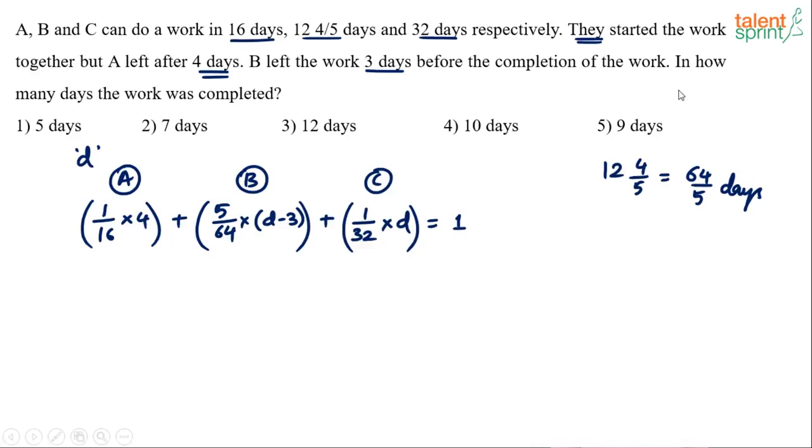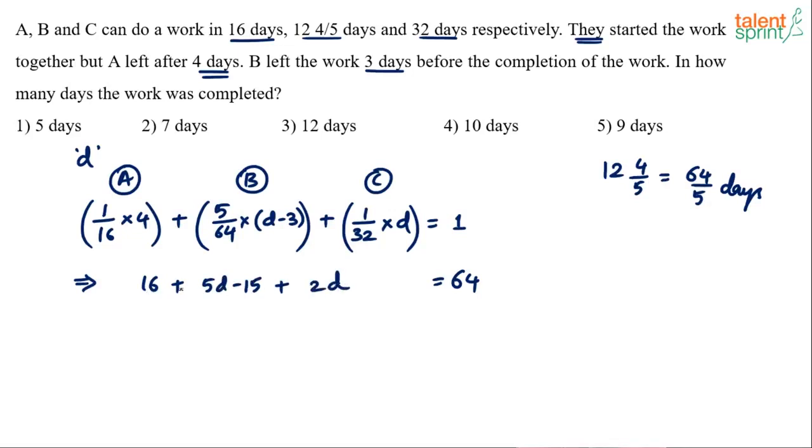Now, simplify this for D and you'll get the answer. I think to make it simple, we can take the LCM as 64. Let's take the least common multiple here as 64. So 64 goes on the right hand side. Again, I'm cutting down the intermediate step. 16 goes how many times in 64? 4 times. So this becomes 4 into 4, 16 plus 5D minus 15, 5D minus 5 into 3 is 15, plus 32 goes 2 times, so this will be 2D.